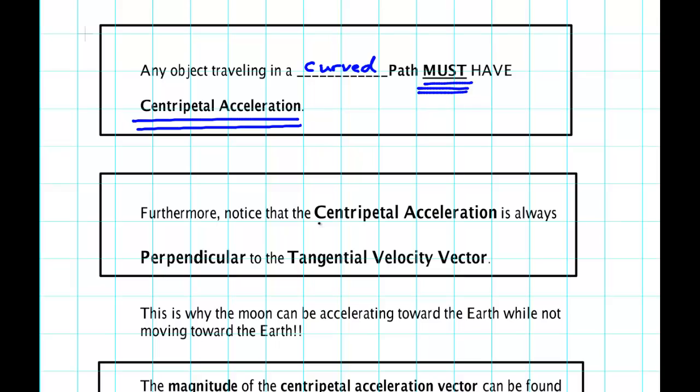Furthermore, as I talked about a minute ago, not only is it perpendicular to the tangential acceleration, but it's perpendicular to the tangential velocity vector, which means that nothing actually moves in the direction of the centripetal acceleration. Let me show you kind of an interesting thing. Here's the Earth. And let's say we have the moon. And the moon is going around the Earth.